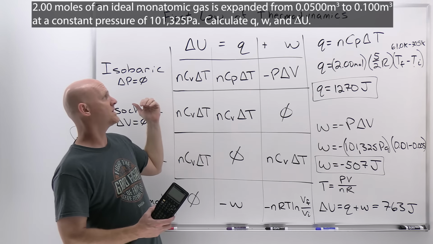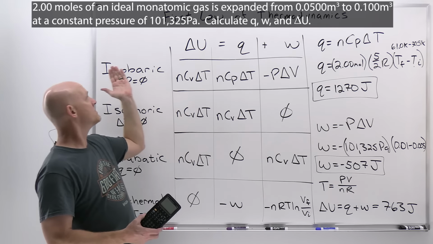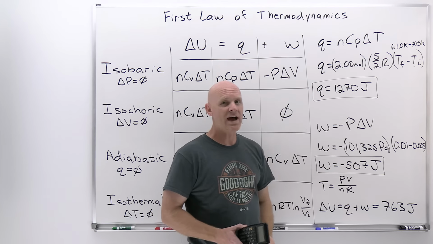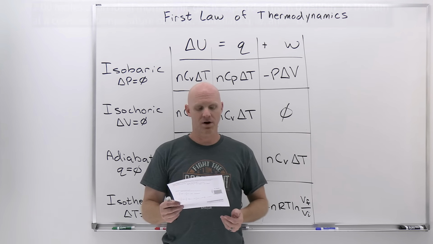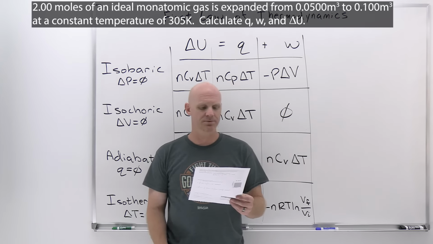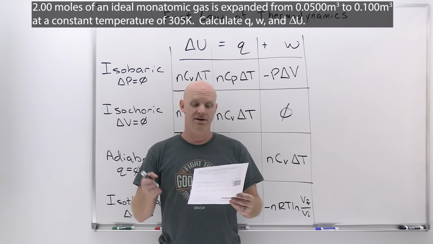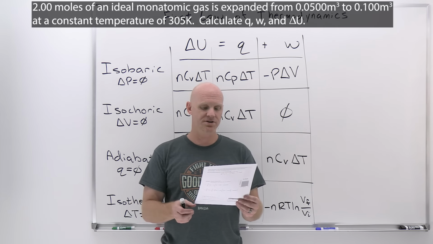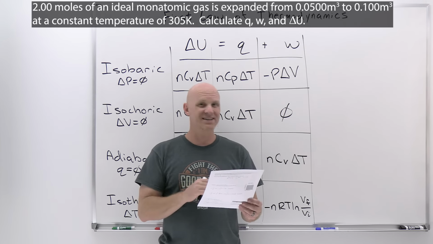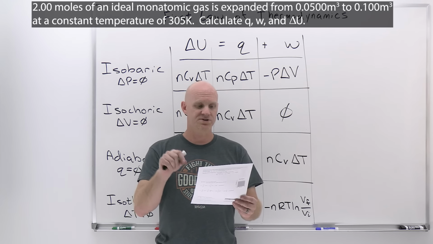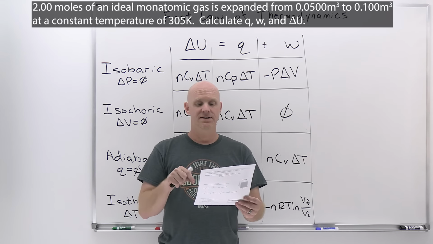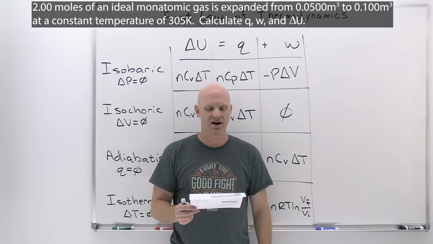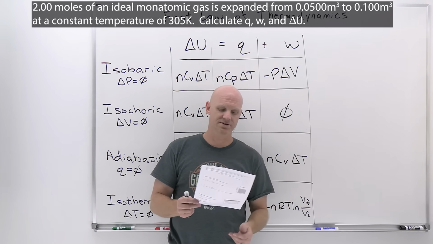We've just calculated Q, W and delta U for an isobaric process, and along the way, we had to use the ideal gas law. All right, so the last problem we're going to work here says 2.00 moles of an ideal monatomic gas is expanded from 0.0500 meters cubed to 0.100 meters cubed. So far, exact same question we just did. Here's where it changes though. Instead of saying at a constant pressure, it says at a constant temperature of 305 Kelvin, calculate Q, W, and delta U.